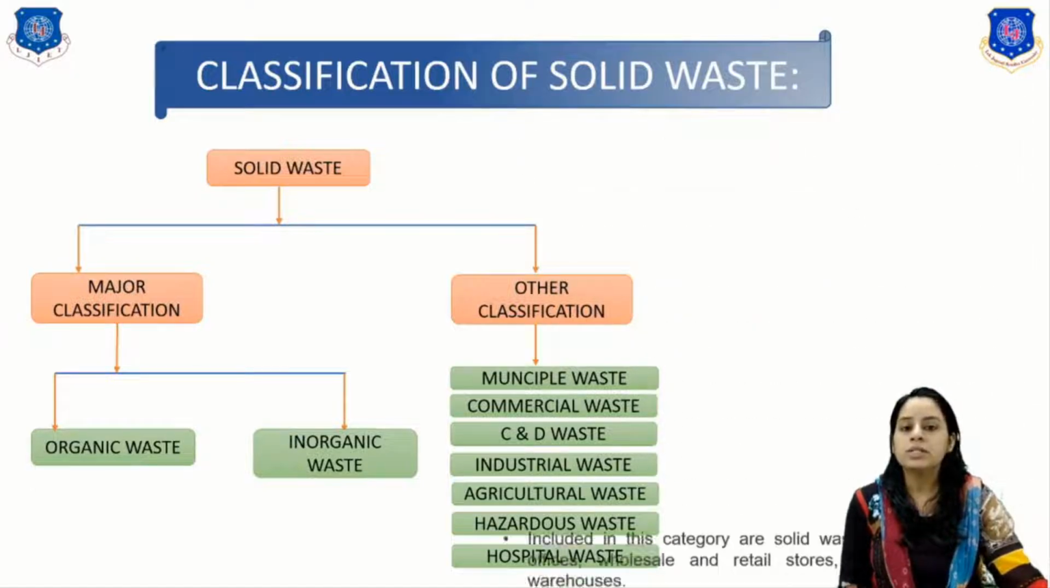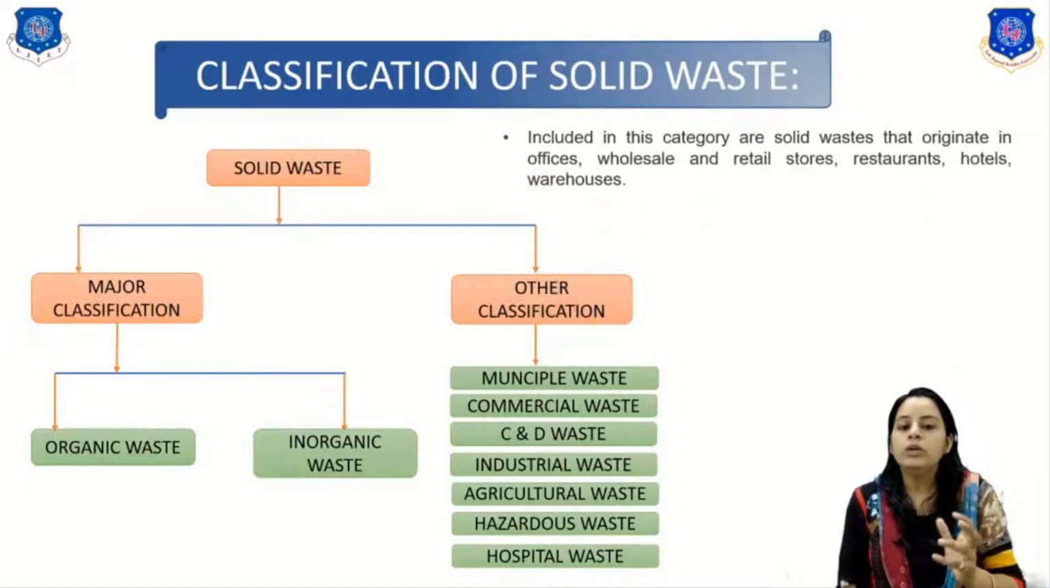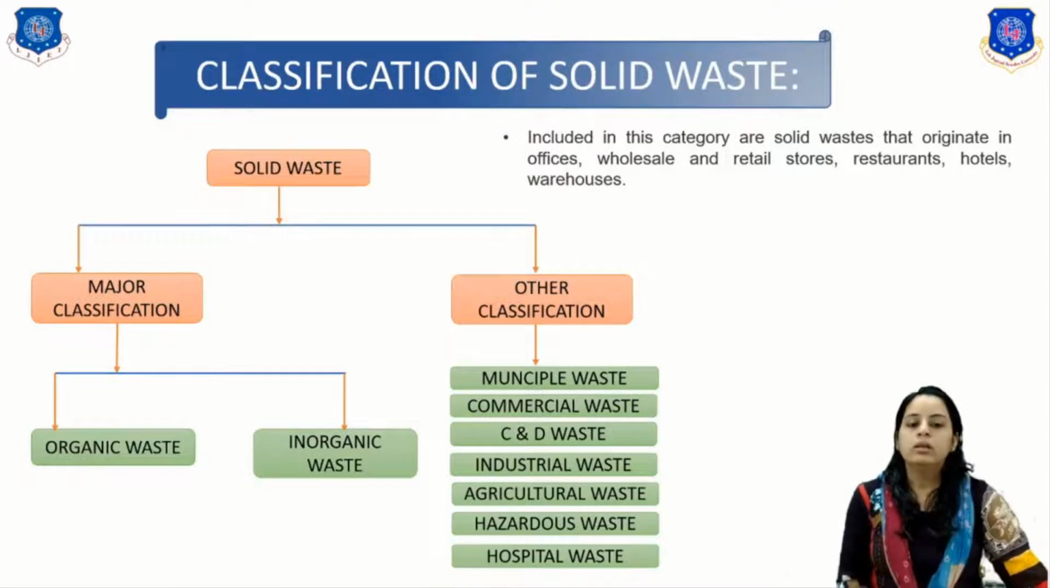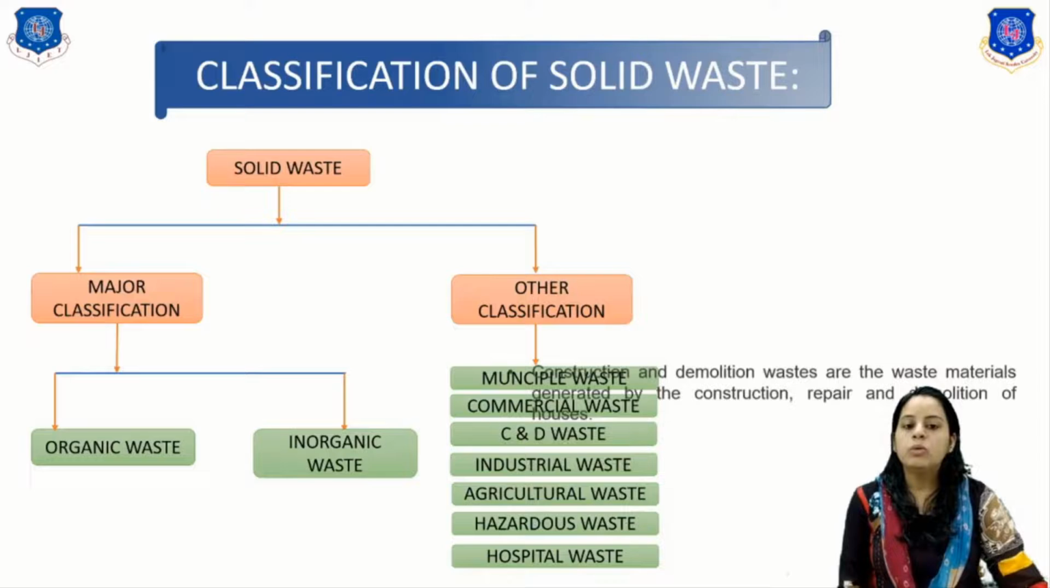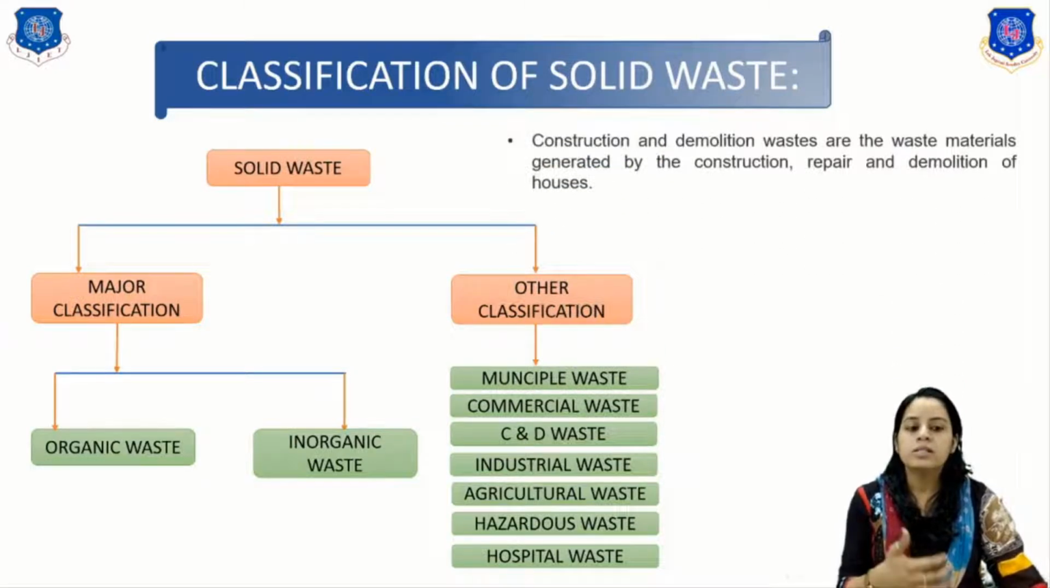Then the second one, which is commercial waste. Included in this category are the solid wastes that originate in offices, wholesale and retail stores, restaurants, hotels and warehouses, right? The third one is construction and demolition waste. It is the waste material generated by the construction, repair and demolition of structures.